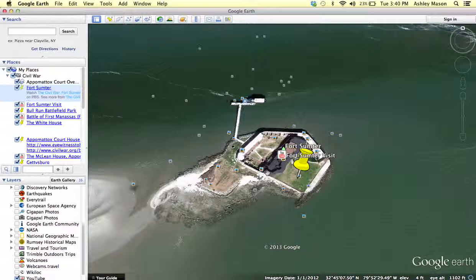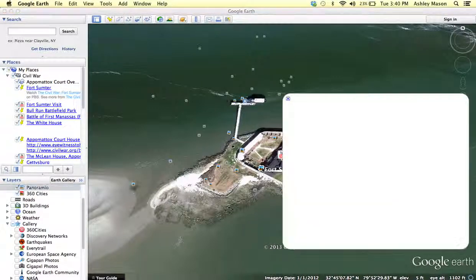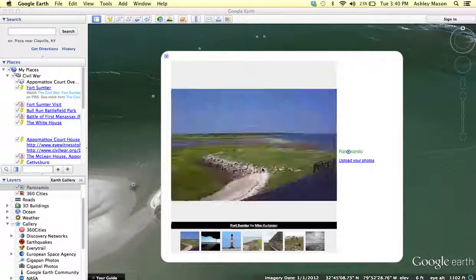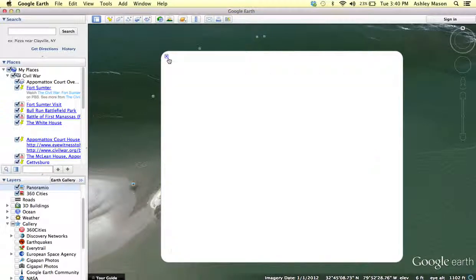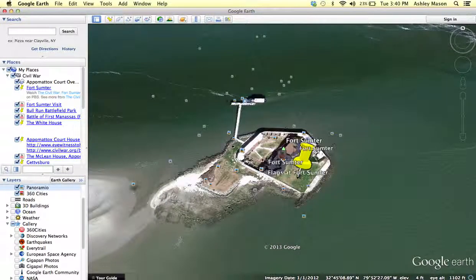Another layer that we have are the picture layers, and we have different pictures all around that just show the panoramic views of the different spots around.